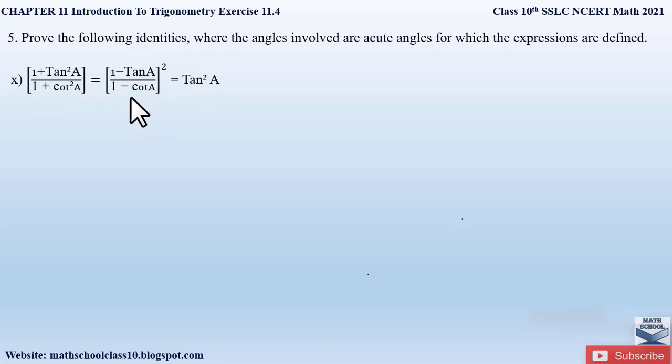So there are two parts in this question, where we will first prove 1 plus tan square A by 1 plus cot square A equal to tan square A, and then we will prove 1 minus tan A by 1 minus cot A the whole square equal to tan square A. Let us take the first part as the left hand side. That will be 1 plus tan square A divided by 1 plus cot square A. Here we can use our identities.